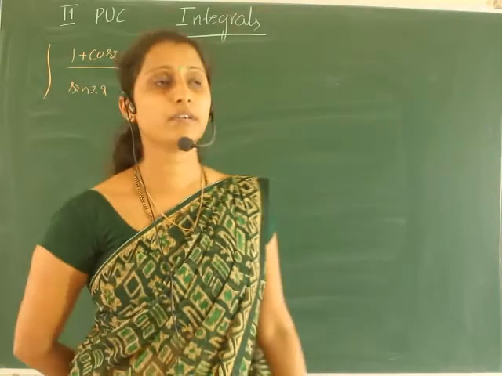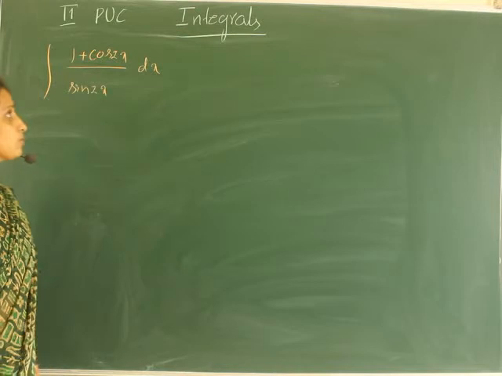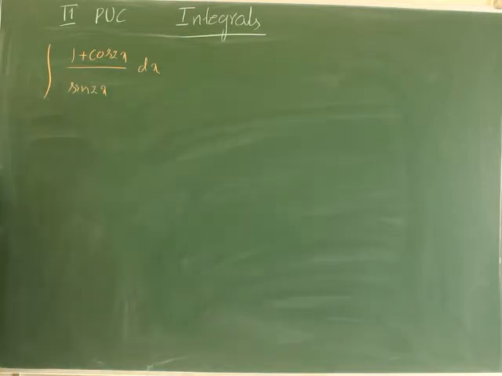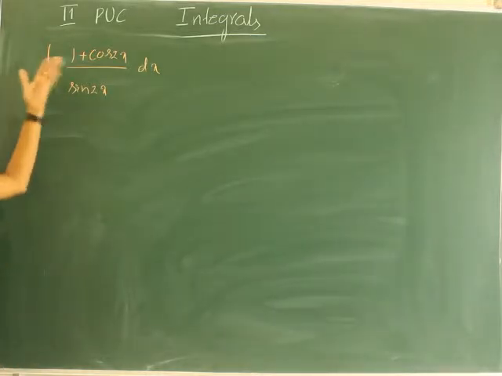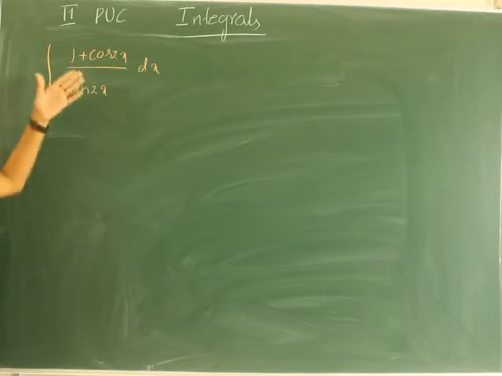Hello students, we saw many other problems of the integral. So next one is integral of (1 plus cos 2x) divided by sin 2x. We have the formulas, but we cannot simplify directly. If I split 1 by sin 2x and cos 2x by sin 2x, that gives cosec 2x and cot 2x.